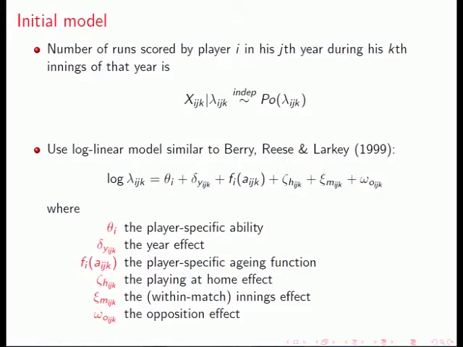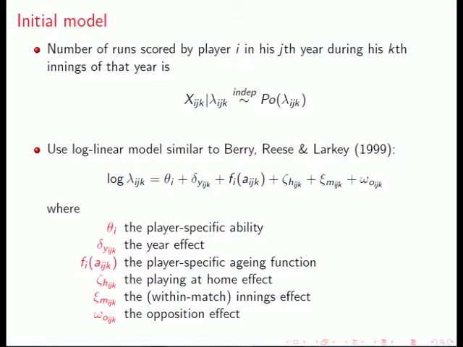So let's have a look and unpack this a little. So lambda here is the rate at which they're scoring. Okay, and that's going to depend on some player ability score. There's going to be an effect that depends on which year they're playing. This complicated looking thing is a player-specific aging function. So that is what age they were when they played this innings, and the subscript I denotes the fact that each player has their own aging function.